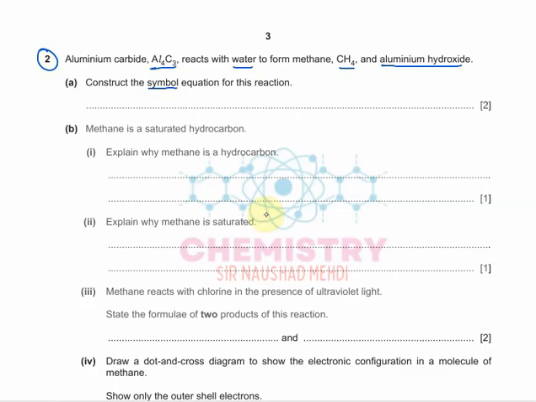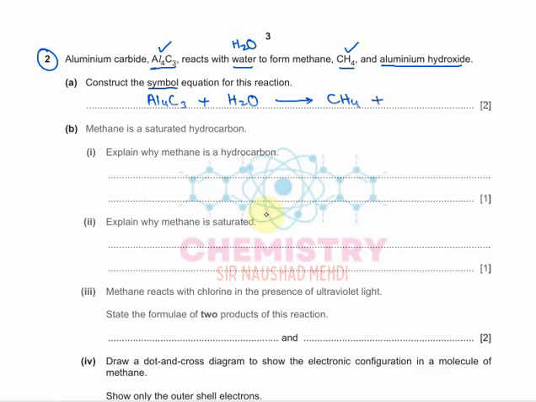Now if you want to construct a symbol equation, there are two reactants which are given. Aluminium carbide reacts with water. So one of the reactants is aluminium carbide itself, and it is reacting with water. The formula of water you all know, H2O. So the equation would be like this: Al4C3, aluminium carbide, plus H2O. Now these two reactants are reacting to form methane, CH4. The formula is already given, CH4 plus aluminium hydroxide.